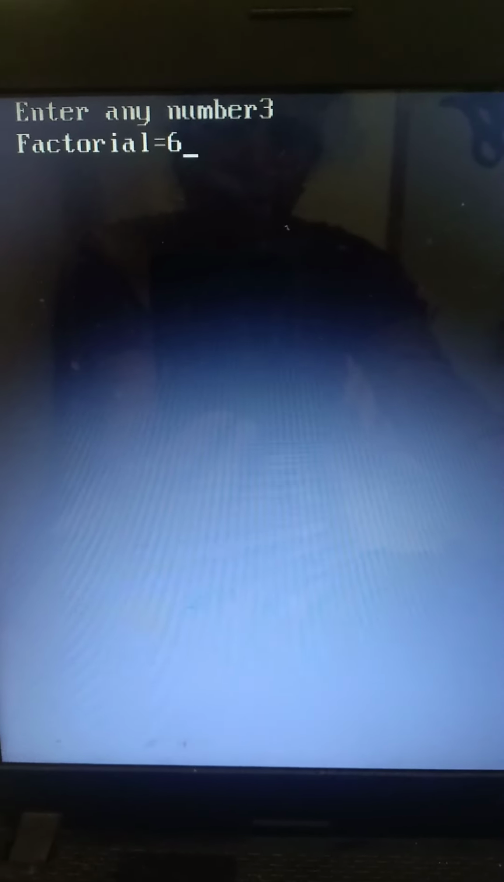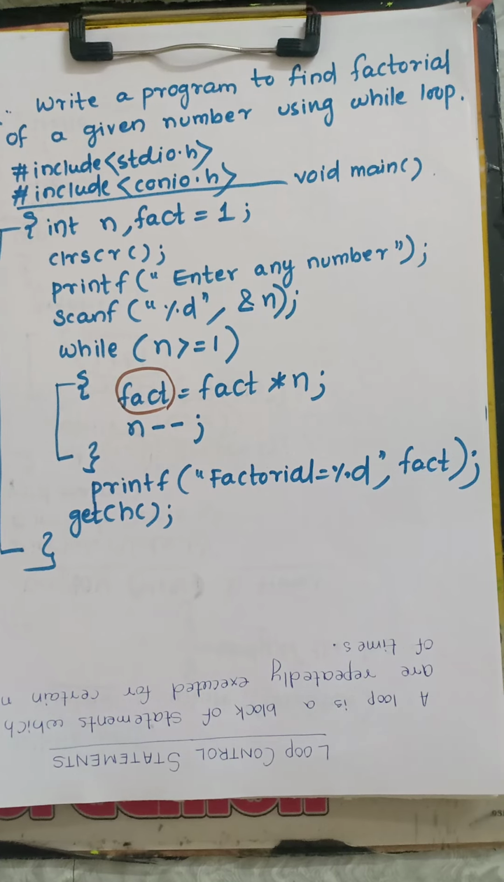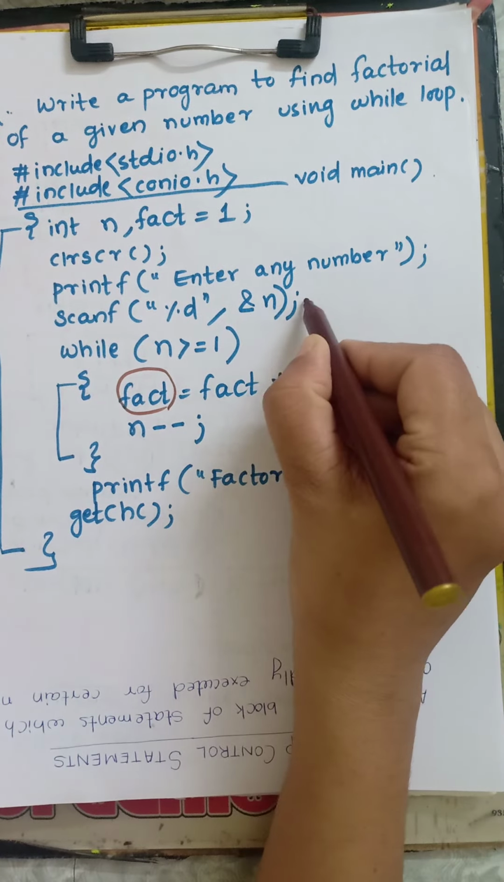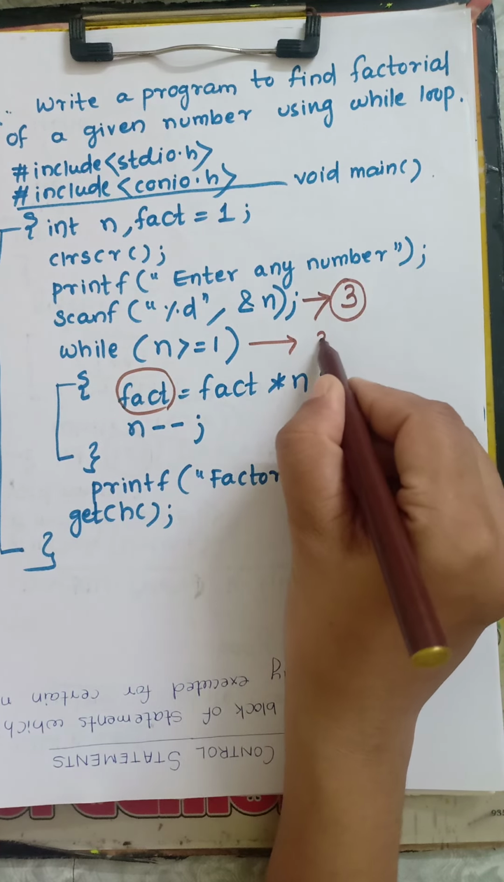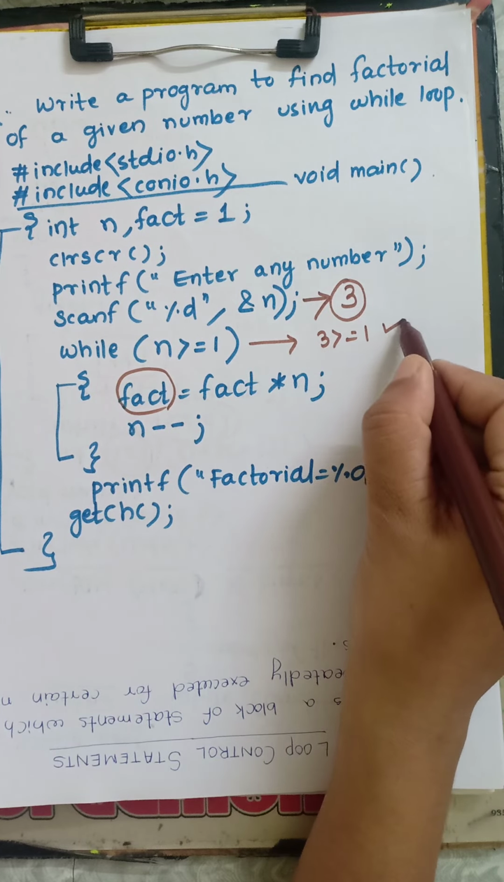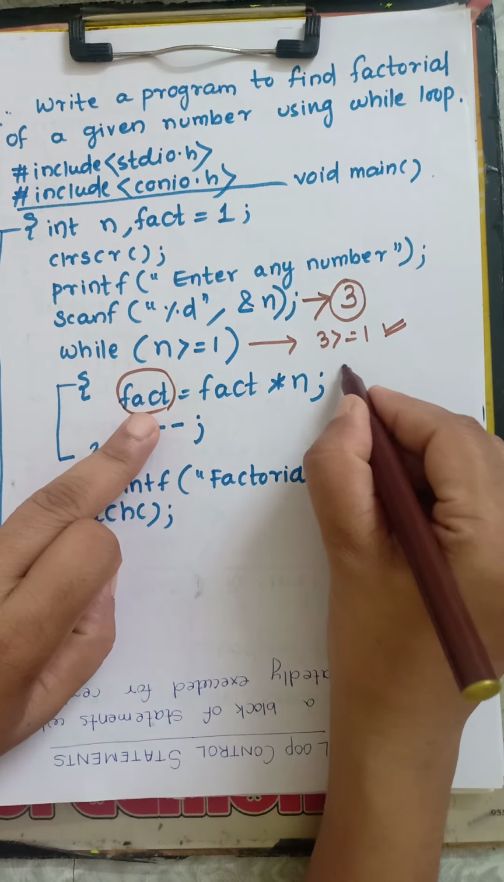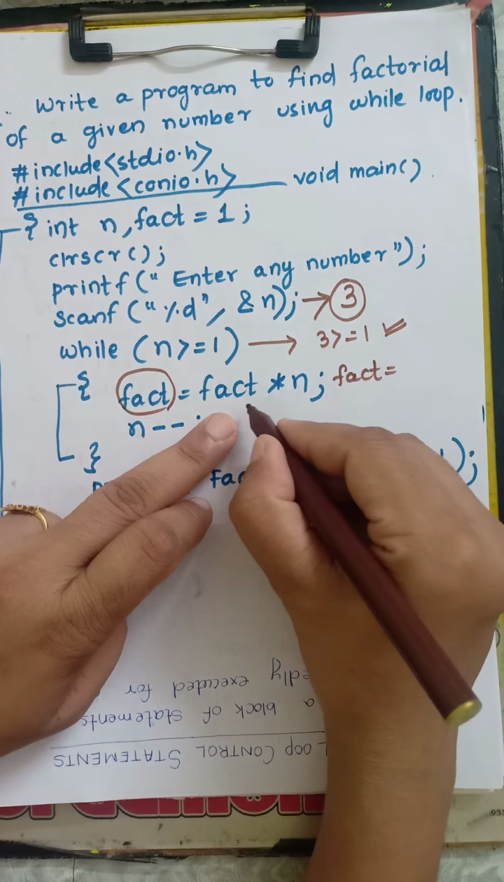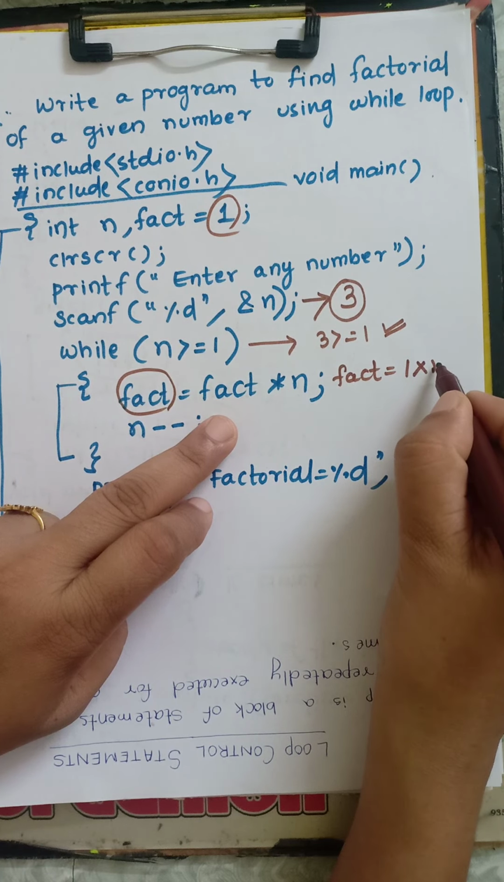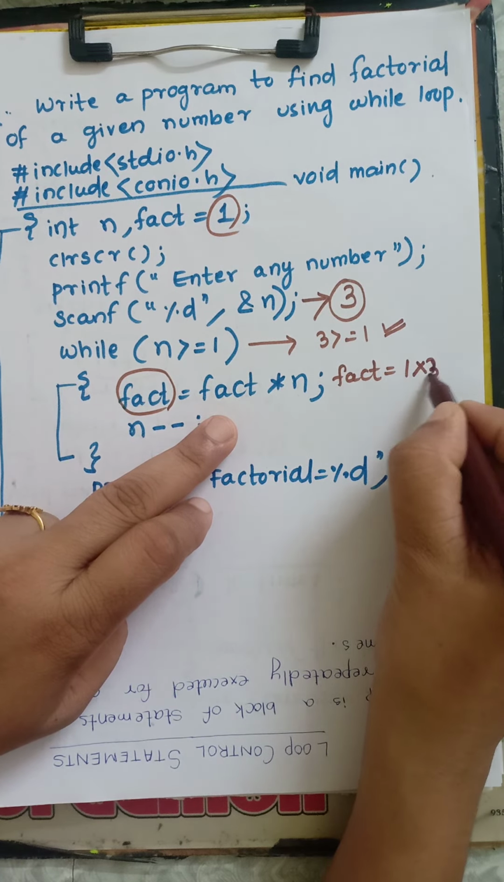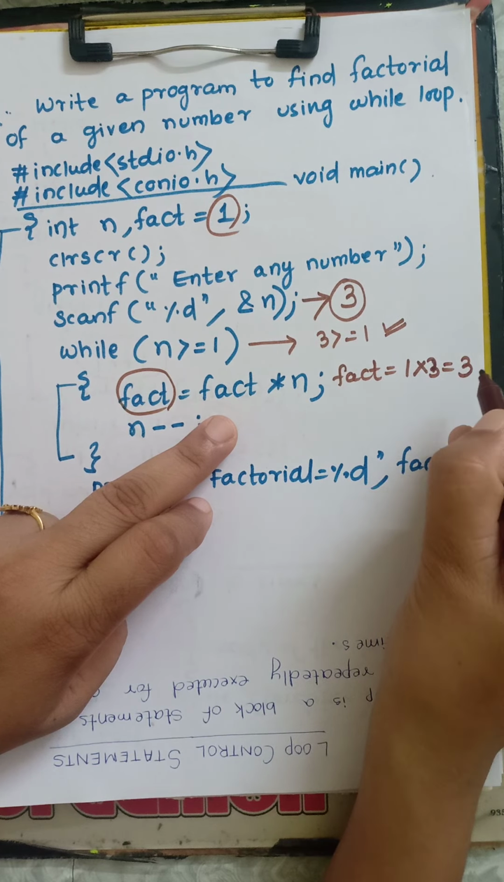Next it says enter any number. Okay, here I use the number 3. Next the factorial is 6. Okay, so now we calculate how this one is 6. Okay, so first here we enter any number. Here we enter the number 3. Okay, next here we check 3 greater than or equal to 1. Yes, the condition is satisfied. So next fact equals, what is the value of fact here? 1 multiplication n. What is the value of n? 3. Okay, so now the factorial value is 3.